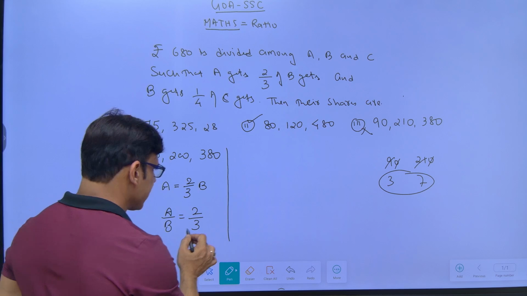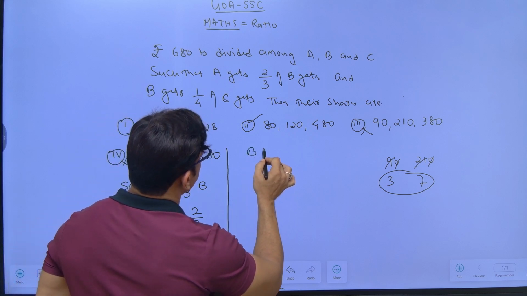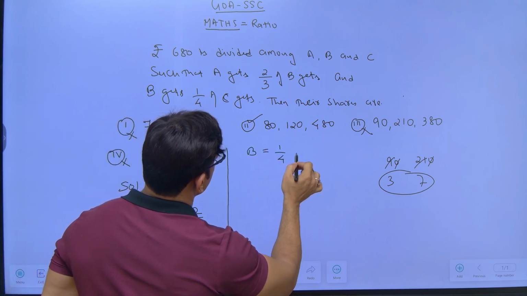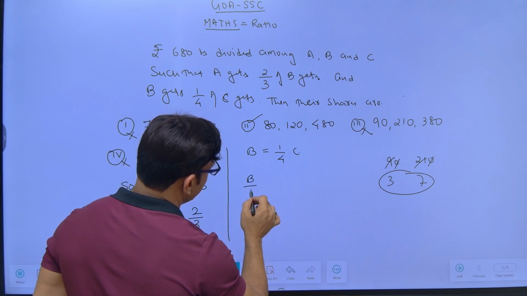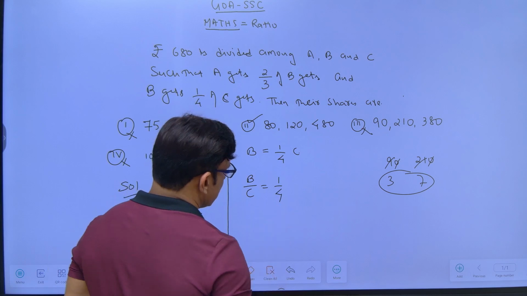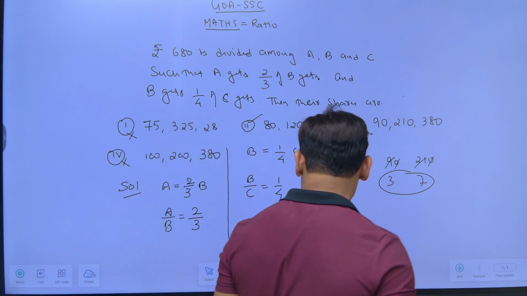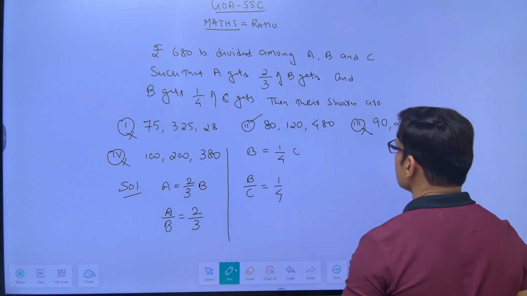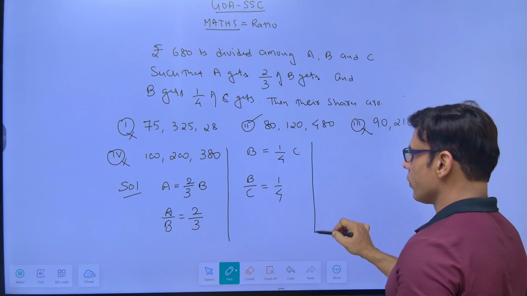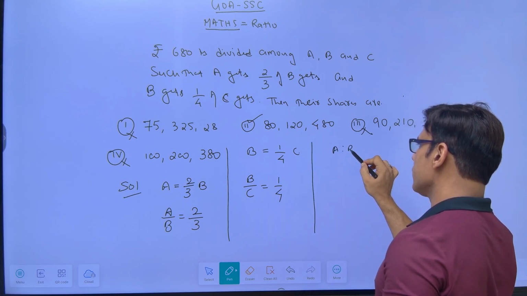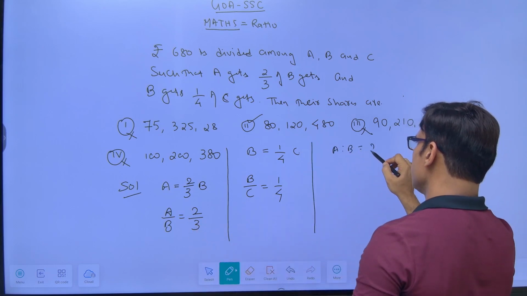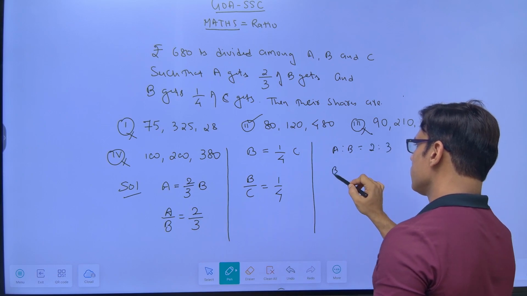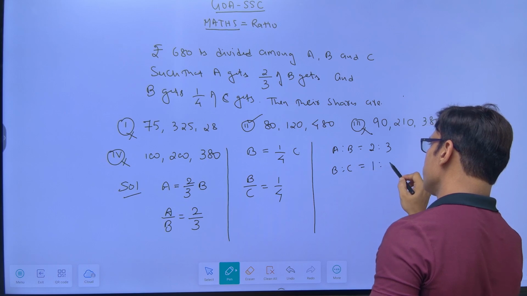So we'll write it down like this, and then we'll write down B gets how much? 1/4 of what? C. So from here we'll write B by C is 1 by 4. Basically, I have converted this into ratios only. How have I converted this into ratio? So if you see the first one, A is to B is how much? 2 is to 3. And B is to C is 1 is to 4.